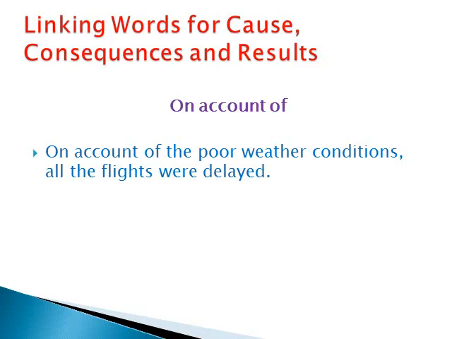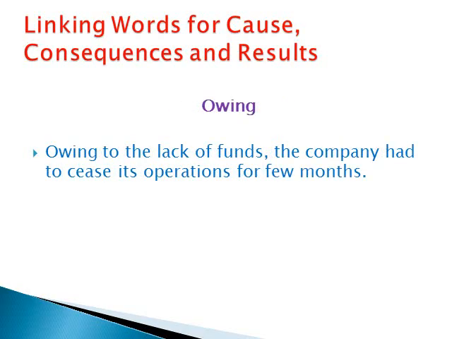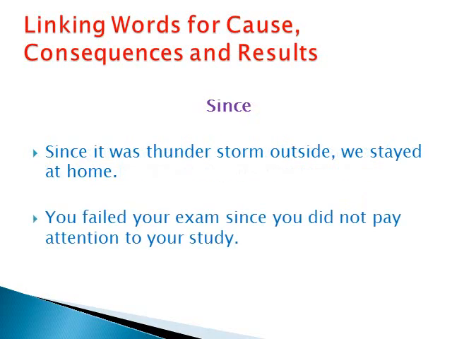On account of the poor weather conditions, all the flights were delayed. Owing to lack of funds, the company had to cease its operations for a few months. Since it was thunderstorm outside, we stayed at home. Another sentence is, you failed your exam since you did not pay attention to your studies.